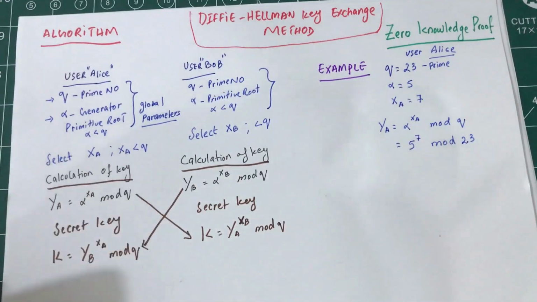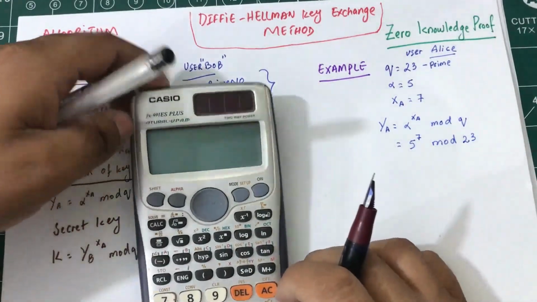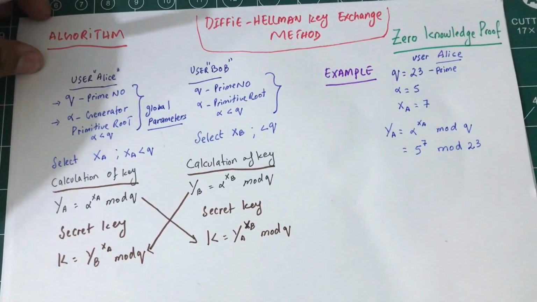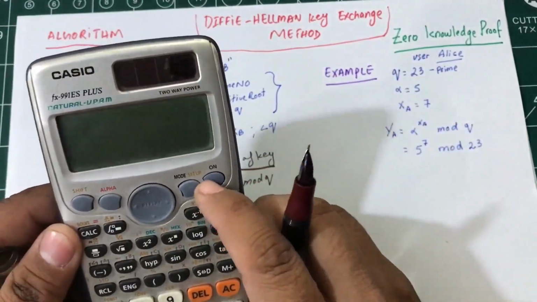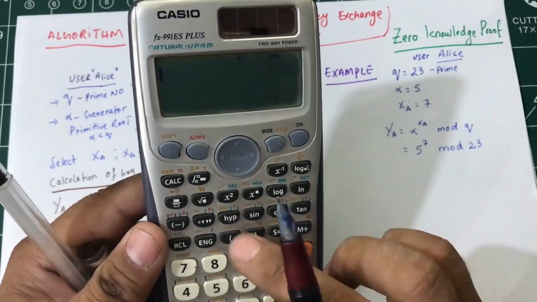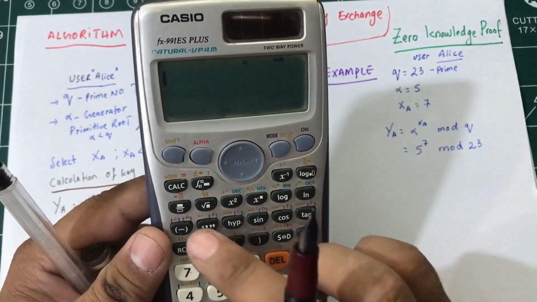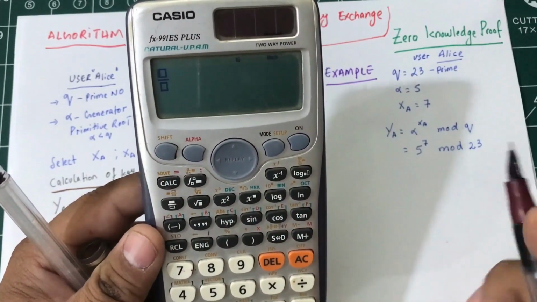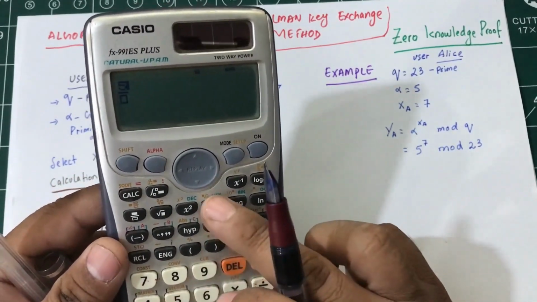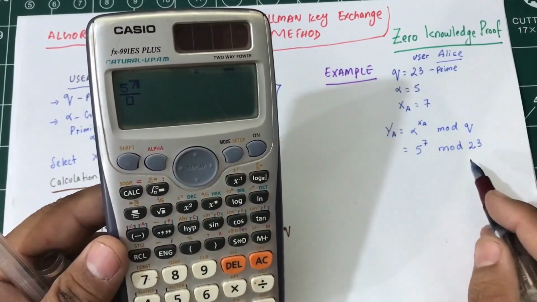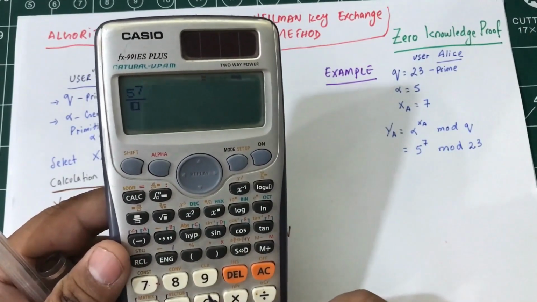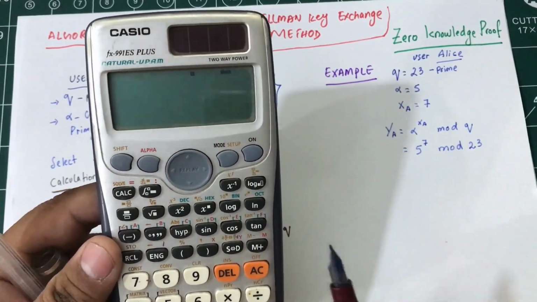So here's my calculator. Let's compute this value. The way I do mod on my calculator is this: I have this button with fractions on it, so I simply click on this and I get these two values. I'm going to type in 5 raised to 7, and on the bottom, the denominator, I will type in my 23. Then I'll hit equal.